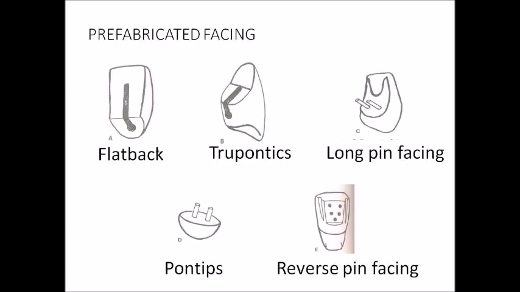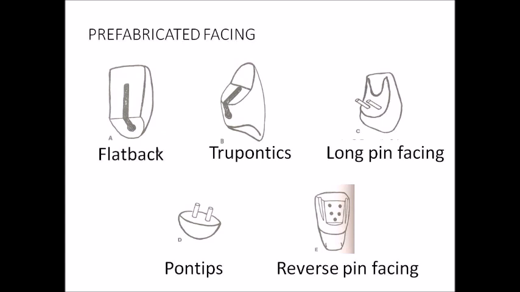These are a few prefabricated pontics: flat back pontics, true pontics, long pin facing, pontips, and reverse pin facing. Flat back pontic consists of a vertical slot which is present on the lingual surface. True pontic has a large gingival bulk which has to be adapted to the ridge. It is usually recommended for the maxillary posterior region. It cannot be used in cases where the interarch space is not sufficient to accommodate the pontic.